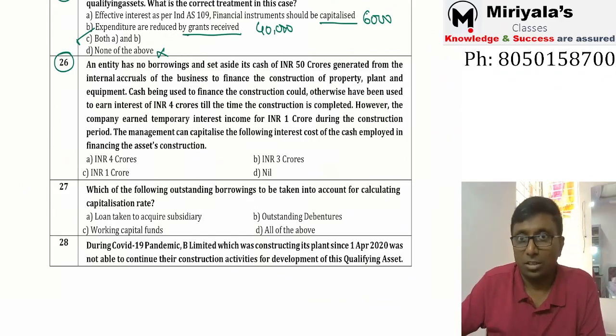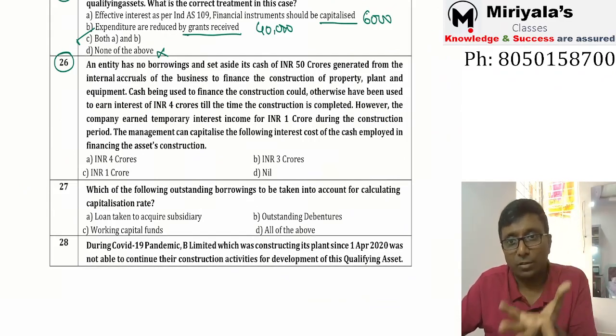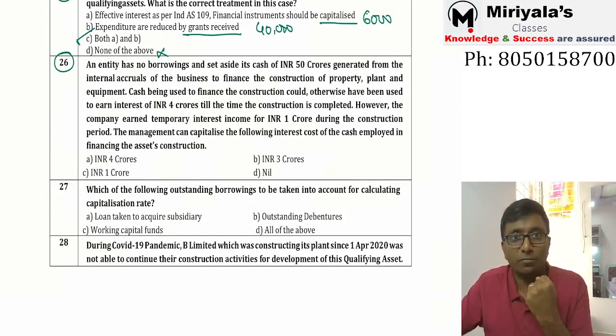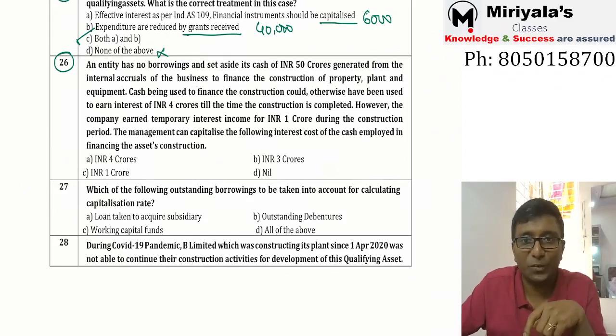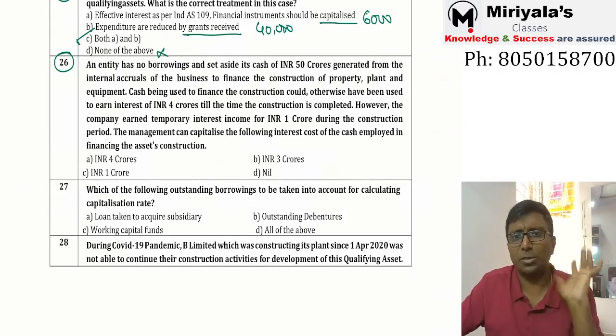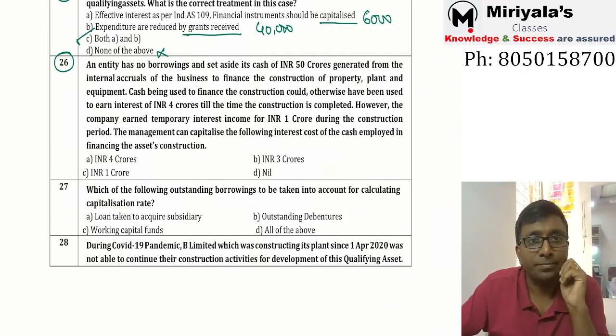See, 50 crore rupees, if I had invested it somewhere, I would have got 4 crore rupees. Am I losing this? You're losing by constructing one qualifying asset. So, 4 crore rupees, let me capitalize. That is what he is telling. Correct? Right. However, the company earned temporary interest income of 1 crore rupees during the construction period.